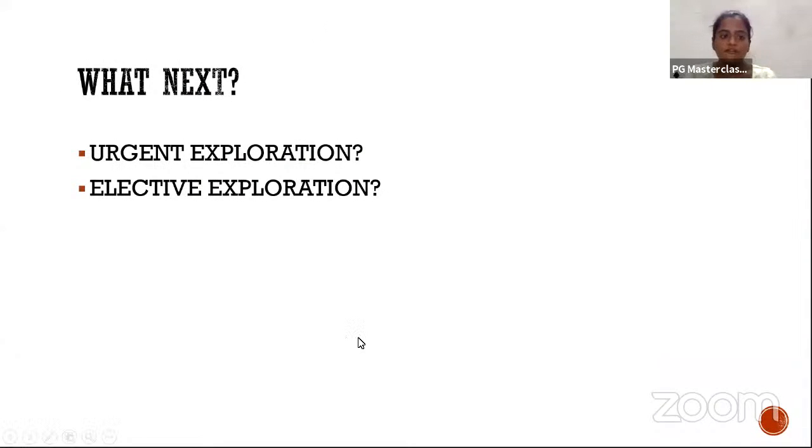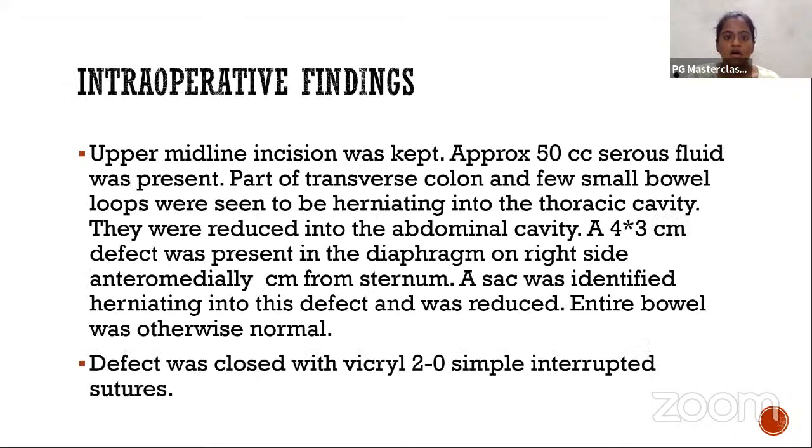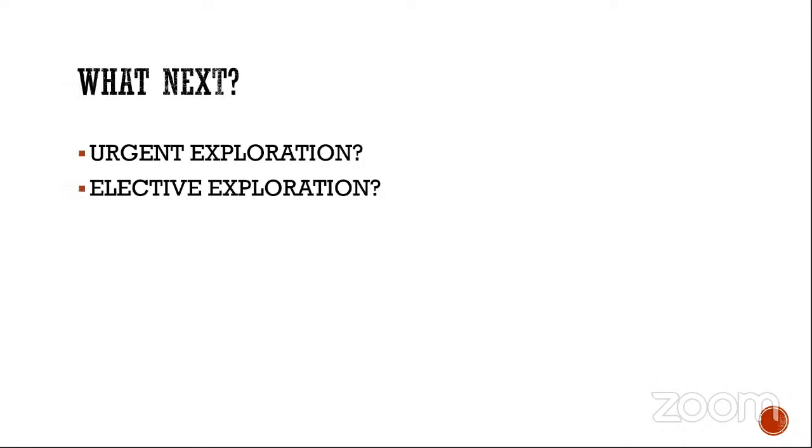There were two options for this patient. One was urgent exploration, and the second was elective exploration. We went for urgent exploration. What was the RT aspiration? Why do you want to do urgent exploration? Ma'am, RT aspiration was 200 cc of gastric output on Ryle's tube insertion.